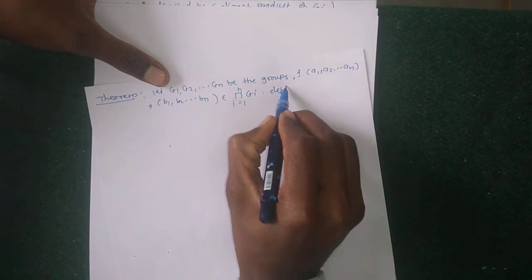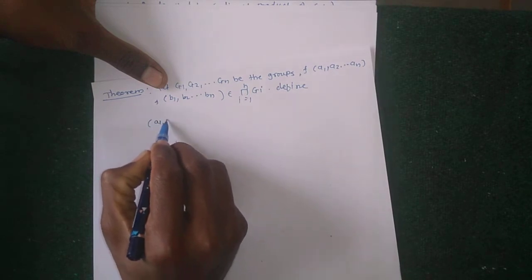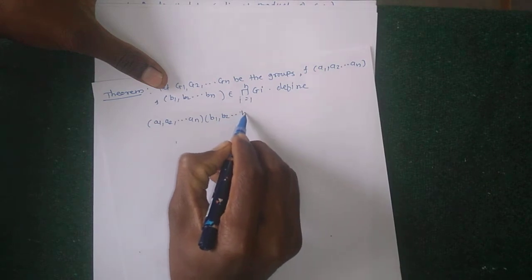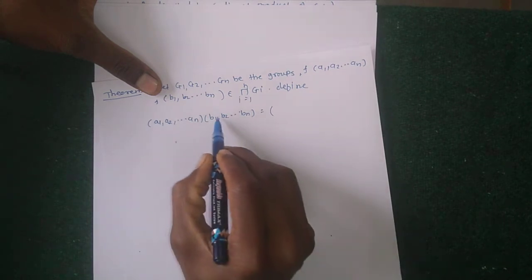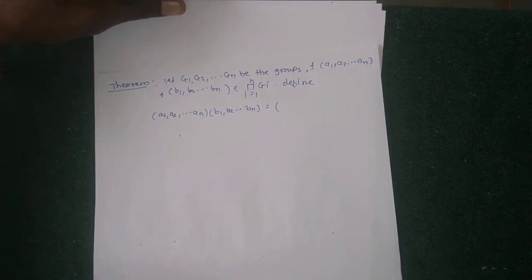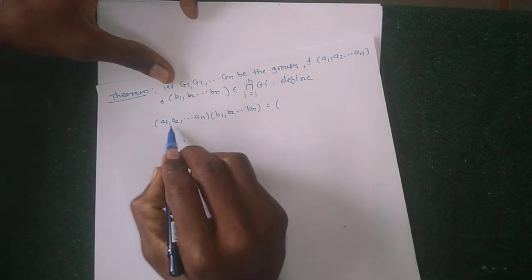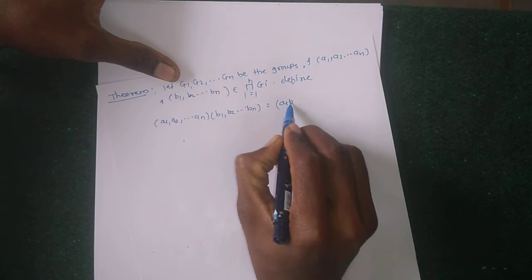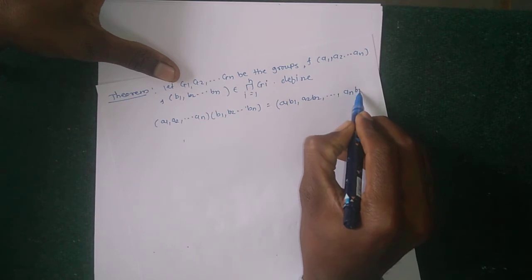Define their multiplication. Define their multiplication (A1, A2, up to An) into (B1, B2, up to Bn), and their multiplication is of the form where the first element is multiplied with the first element, the second with the second, the third with the third. Okay, in this form their multiplication is given: (A1 up to An) into (B1 up to Bn) is (A1 B1, A2 B2, up to An Bn).